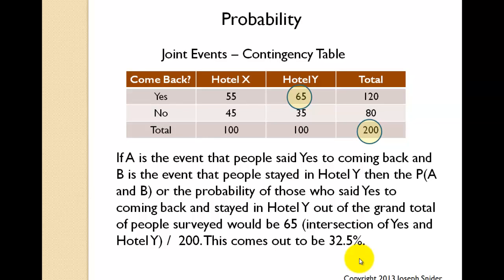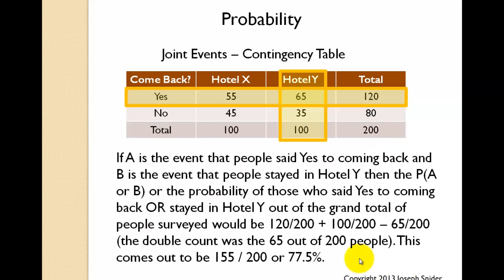Now, joint events would be the combination of two of these simple events occurring at the same time. So in this case, it's hotel Y and they said they'd come back. In this case, we have 65 over 200 being the joint probability of both events occurring at the same time, and that's 65 out of 200, or 32.5%.